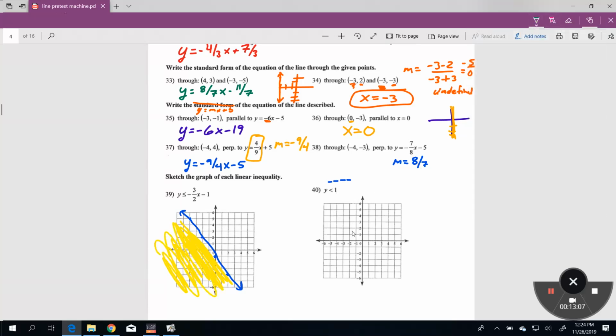Y is less than 1. Remember, y equals is a horizontal line. Anyways, I drew that wrong. So let's draw that right this time. There we go. Y equals 1 is this line. Y less than 1, so that's all these numbers under here. All these numbers are less than 1. Everywhere down here, the y value is less than 1. So that's how that one works.